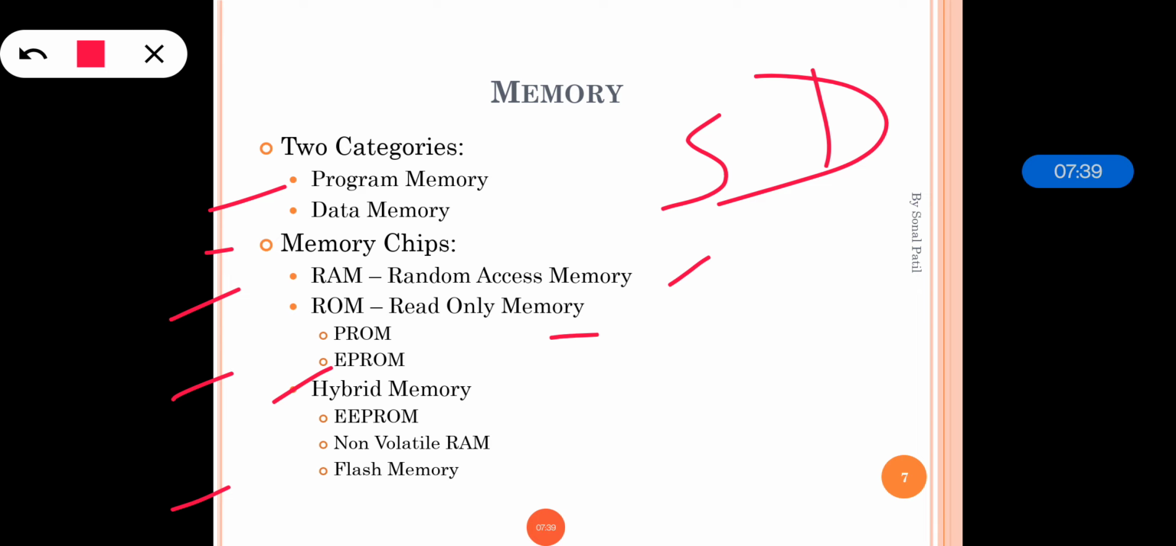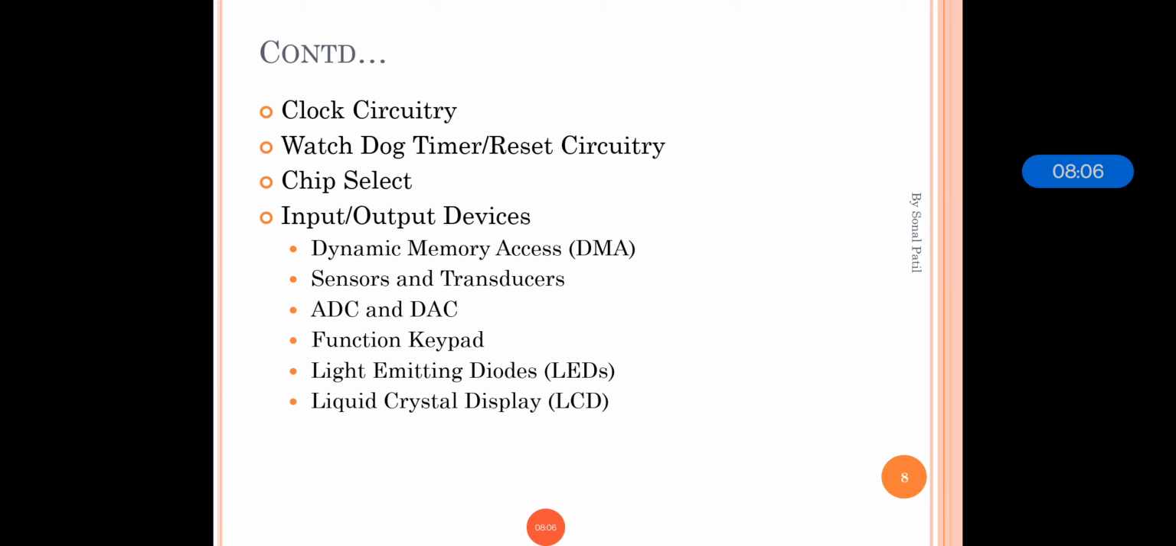Then the next one is called hybrid memory. In that we have EEPROM, non-volatile RAM and flash memory. EEPROM is electrically erasable PROM. It is similar to EPROM, but the contents can be erased by applying an electrical signal. Then the non-volatile RAM is SRAM with battery backup, and then flash memory. Flash memory is a type of EEPROM. These low-cost chips are characterized by their fast read quality.